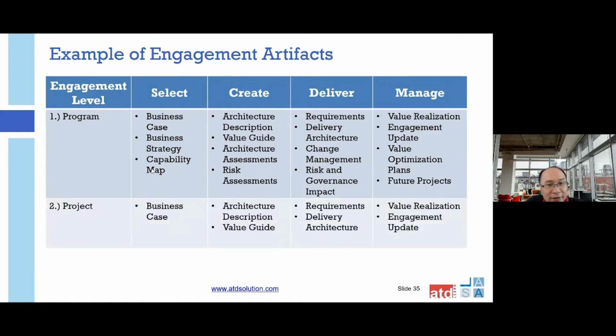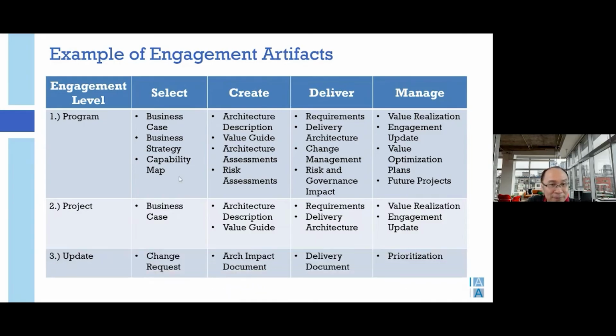Then in the project itself, you look at the business case in the selection, because you want to make sure that your project has a business case. You don't do a project that has little business case because it has no value. It's better to combine into a very strategic project that has bigger business value. Then the next step is to create the architecture description and value guide. Then you look at the delivery requirement, delivery architecture, and the management itself in terms of the engagement update to the various key stakeholders.